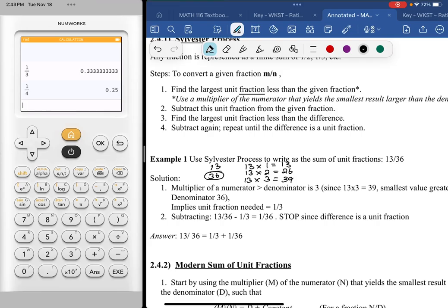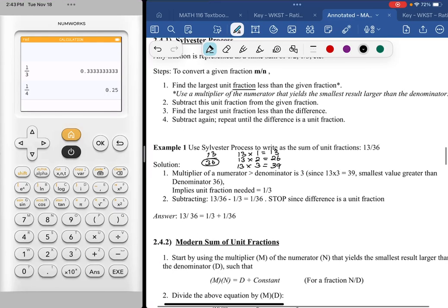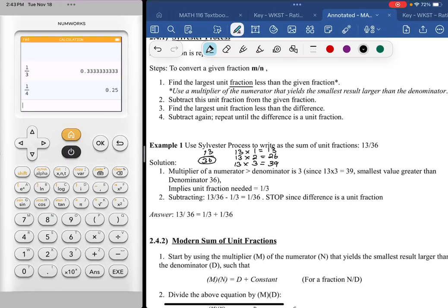Then we would want to look for a denominator that's bigger than that through the multiplication process of multiply by 1, 2, and 3. All right. So that gives me the 39, but the multiplier itself is 3. So it implies that the unit fraction needed is 1 over 3. All right. So whatever that multiplier is going to correspond with the denominator of that unit fraction.